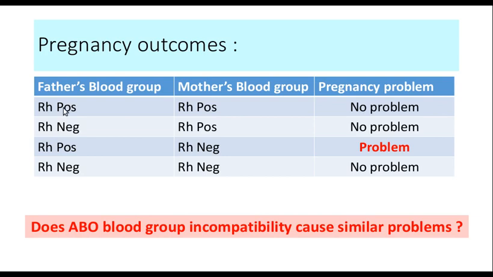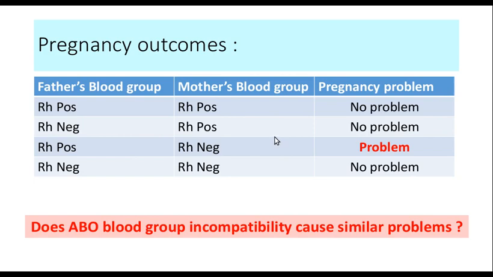And now let's look at the various pregnancy outcomes. If the father is Rh positive and the mother is Rh positive, pregnancy, no problem. If the father is Rh negative, mother is Rh positive, as we had discussed, even then there will be no problem. If both the father and the mother are negative, then also there's going to be no problem because there are no Rh antigens. In these two conditions, the mother considers the Rh positive as self antigens. In this condition, the child will not be Rh positive, so there is no problem. The only problem comes when the father is Rh positive and the mother is Rh negative.